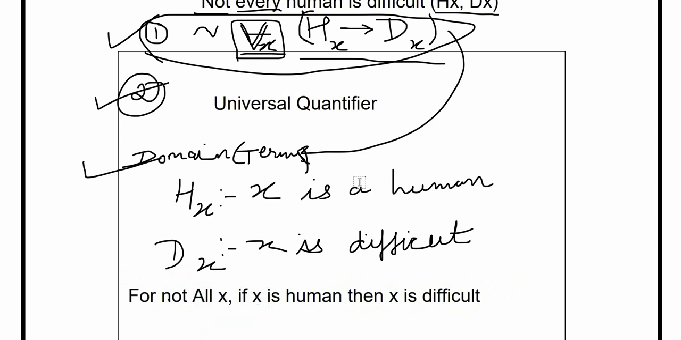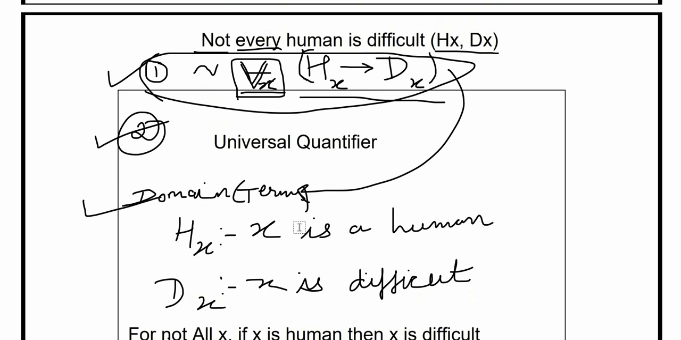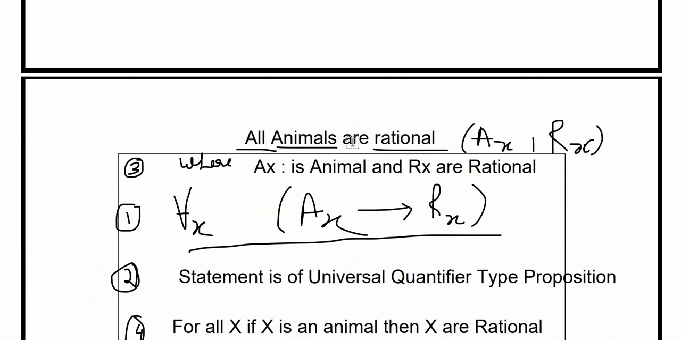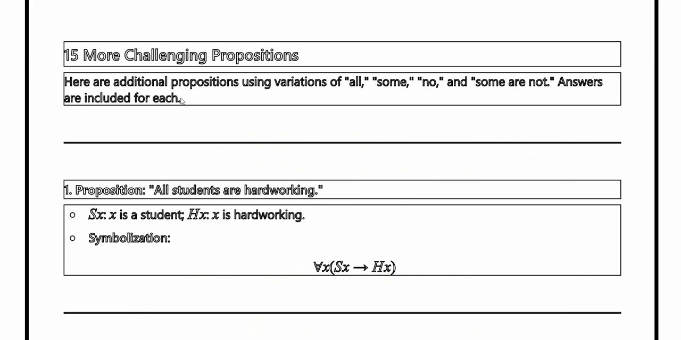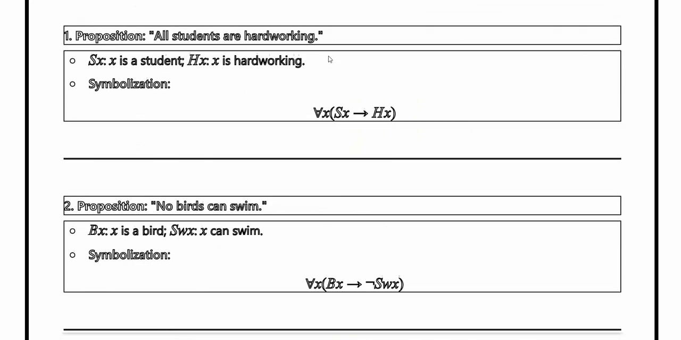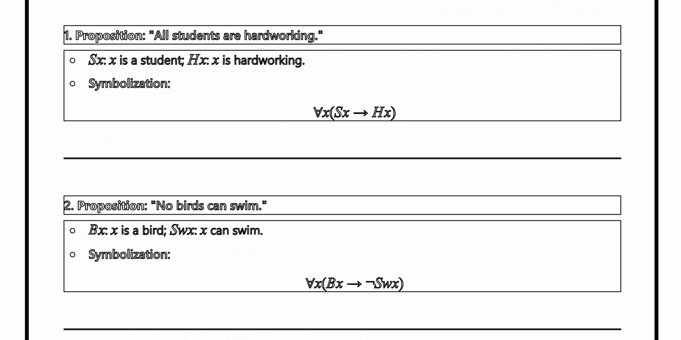So we completed not, that is universal quantifier, and existential quantifier also. Now these statements can also come in different substituted words for all, none, ever, forever, and so on. I've created a separate video for propositional substitute words. Do check that out. So I'm bringing 15 more challenging propositions for the different types of proposition variations.